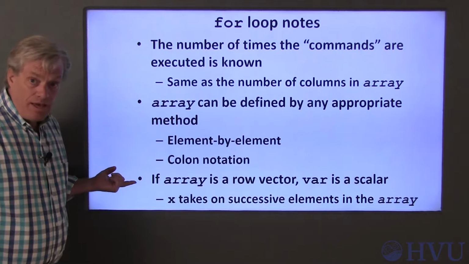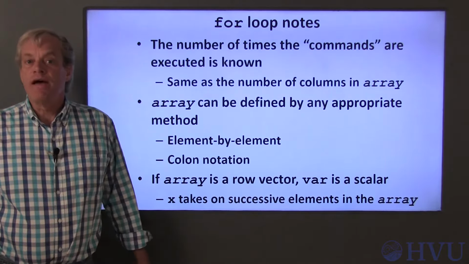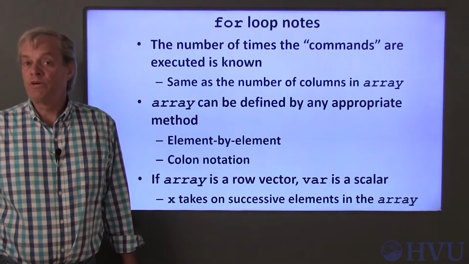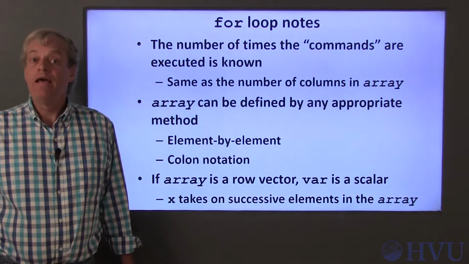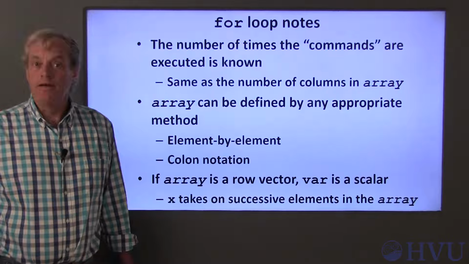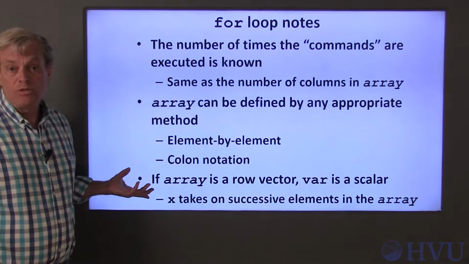For the special case in which the array in the for statement is a row vector, the commands are executed once for each element in the array, and the value of the variable var will be a scalar, and it'll successively take on the individual values in the array. This will probably be the most common use of the for statement in this course.